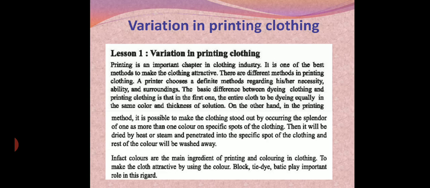Printing and coloring is an important factor in the clothing industry. When a cloth is made in a factory, it is called grey fabric. To express this, different colors are reflected on the upper part of clothing. This process is called clothing printing. Printing of clothing can be done through different methods such as block, batik, screen, stencil, and roller printing, etc.